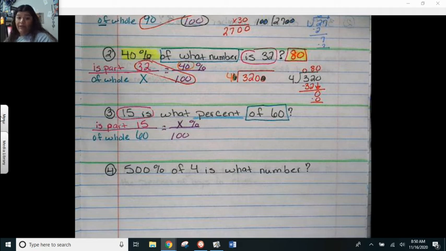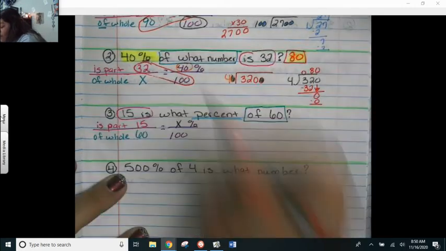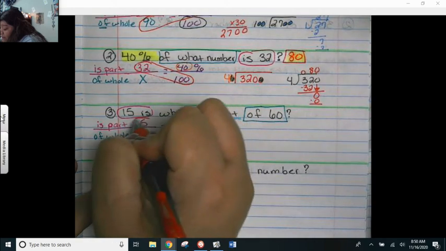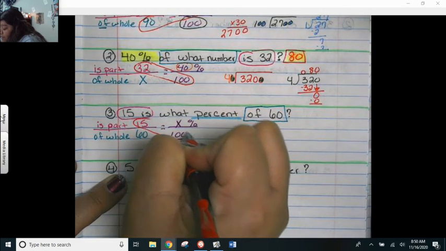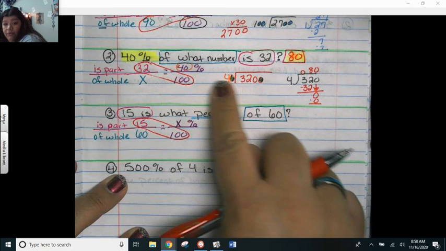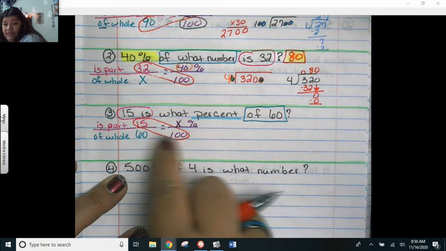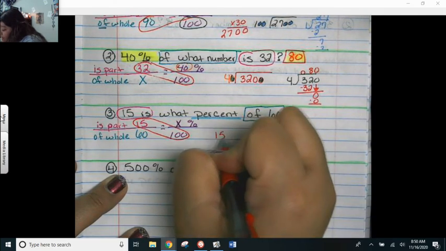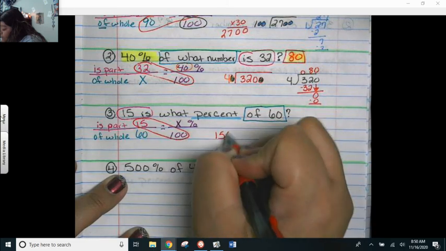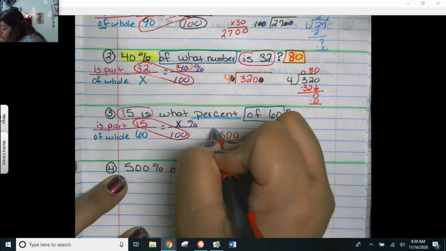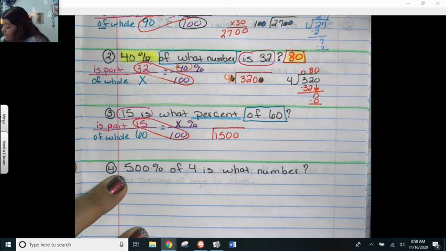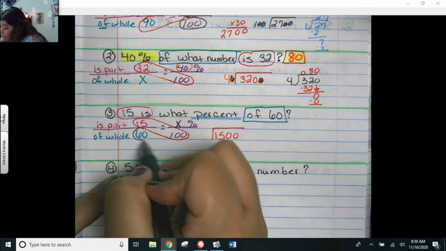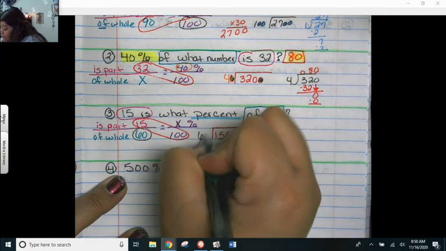Now, we solve it the same way. If you want to simplify 15 over 60, go ahead; it'll make you have smaller numbers. But if you're fine multiplying this way, then go ahead. 15 times 100. Remember the shortcut from before. It's really 15 times 1, and then add the 2 zeros. And we're going to divide that by the number that's by itself, which is a 60.